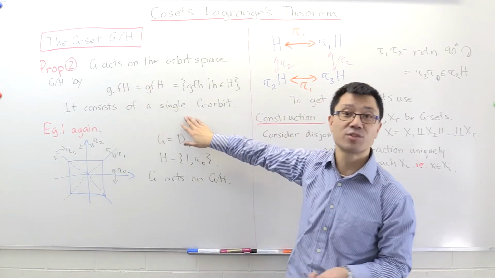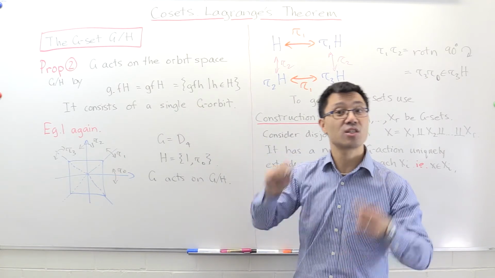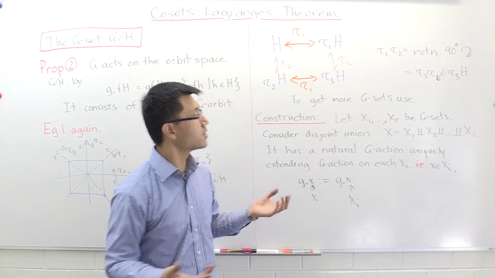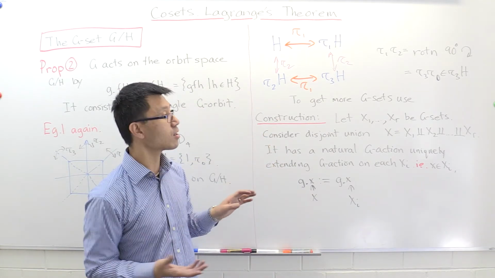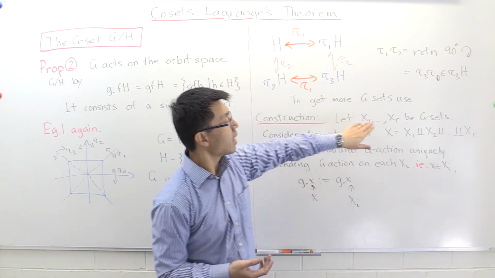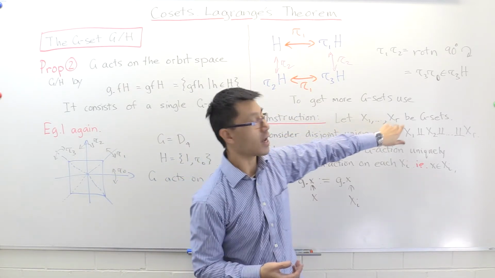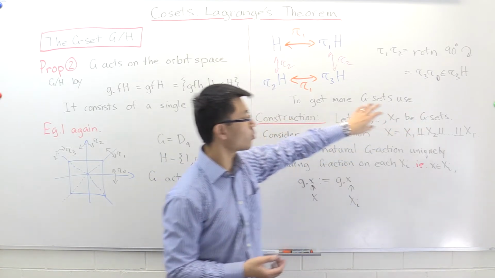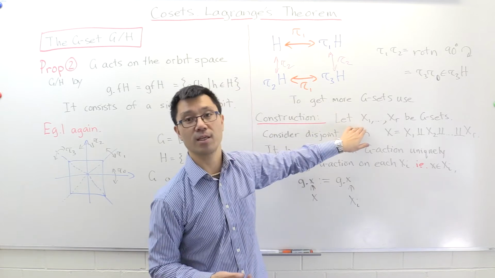However, the only types of G sets that you can construct are those which contain a single G orbit. So you think, well, can you construct other ones? And the answer is it's very easy to construct others once you have that by the following technique. We're going to look at r G sets, x1 up to xr. And what you can do is construct a new G set which essentially contains all of these.